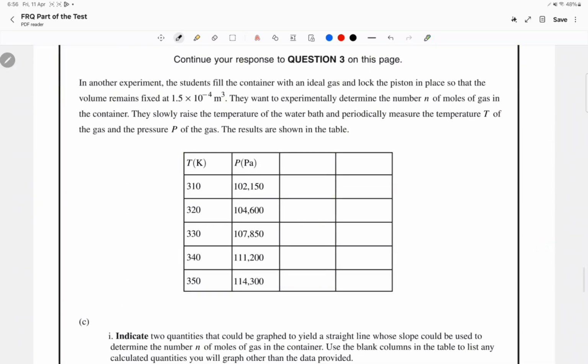In another experiment, the students fill the container with an ideal gas and lock the piston in place so that the volume remains fixed at 1.5 times 10 to the power of negative 4 meter cubed. They want to experimentally determine the number of moles of gas in the container. They slowly raise the temperature of the water bath and periodically measure the temperature and the pressure of the gas.